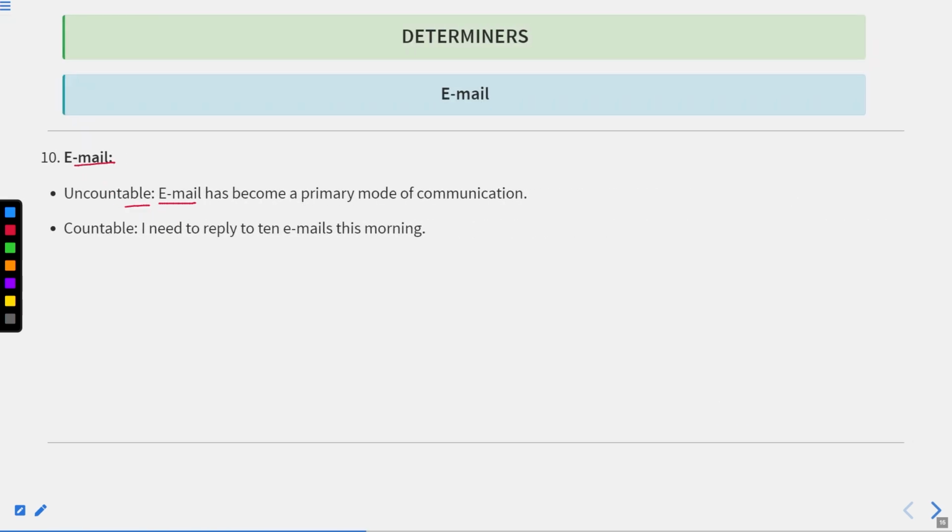Email, uncountable. "Email has become a primary mode of communication." Here we have talked about a mode of communication. But if I say "I need to reply to 10 emails this morning," now we can count the 10 emails that I have received. So I'm talking about emails only in this sentence. Now let us move to the next one.